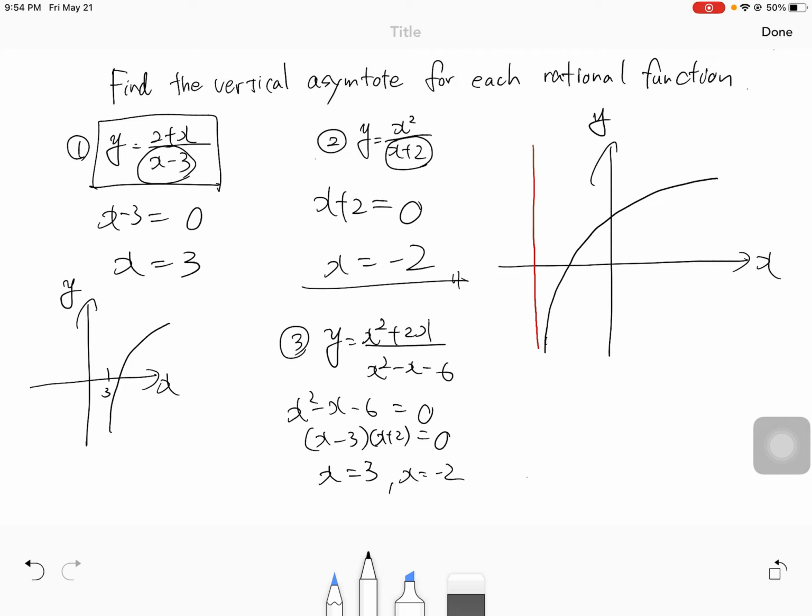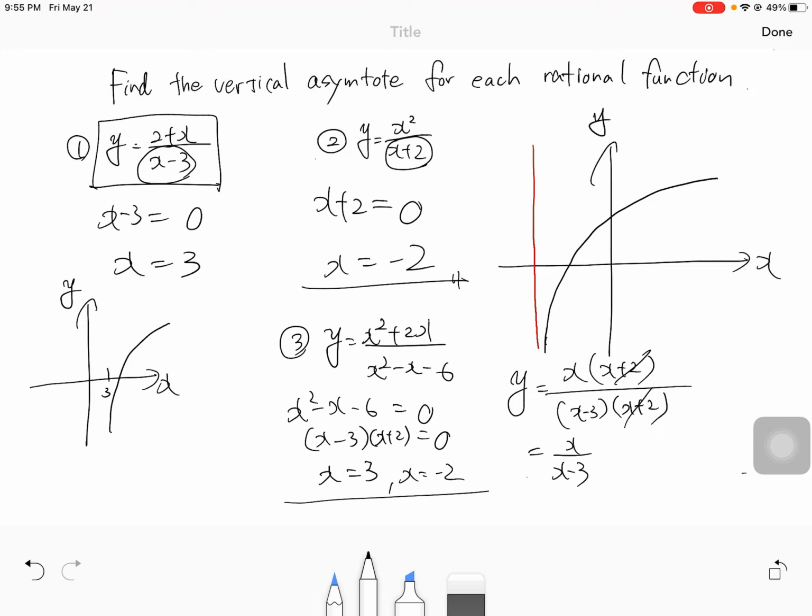This is so tricky, but it's not the right answer. You know why? Please just look at this function. Actually, you can factor the top of the function as well, which is x times (x plus 2). Or actually factor the bottom part, which is (x minus 3) times (x plus 2). Actually, you can cancel x plus 2. So this function is actually x over (x minus 3).